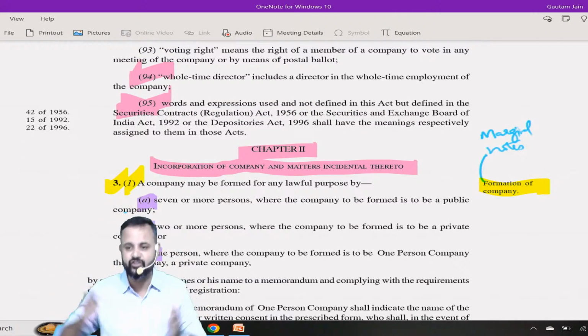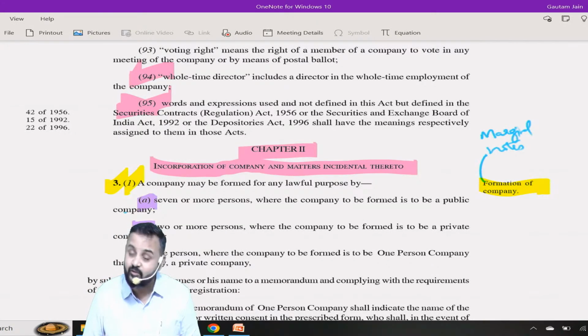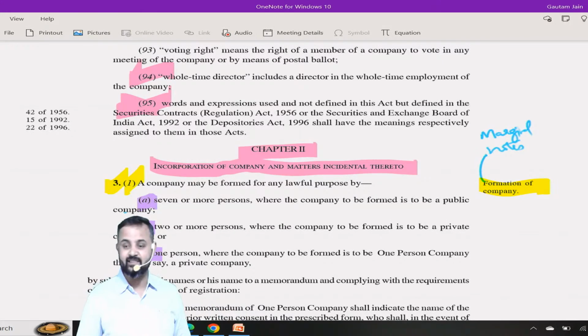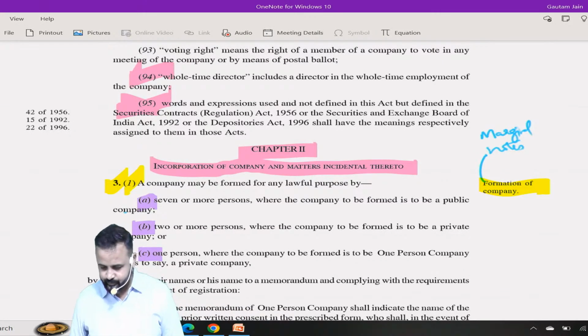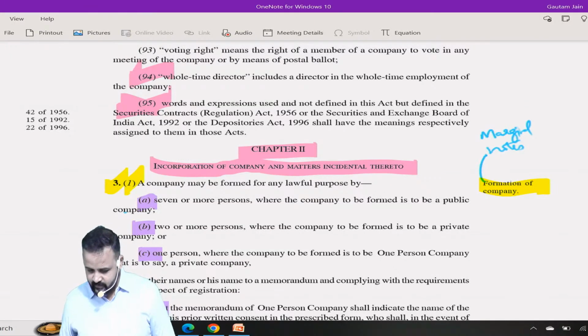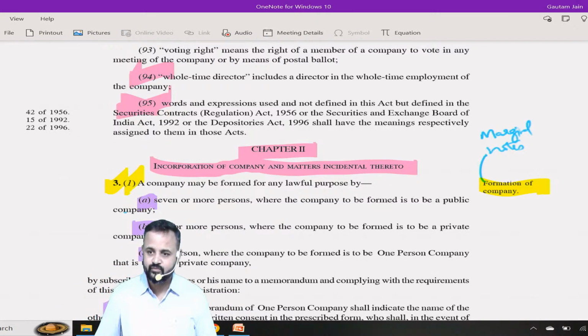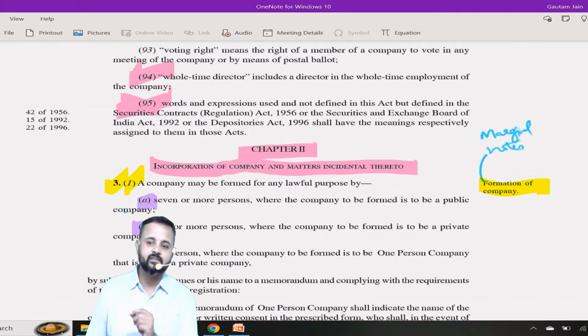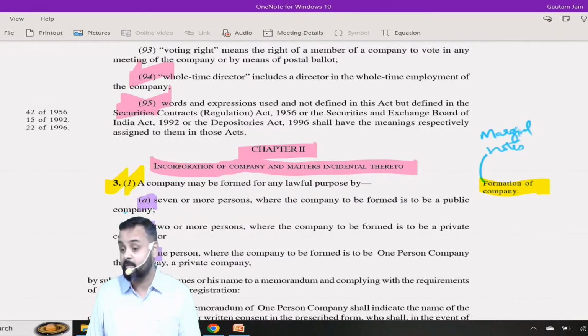We have got definitions. Section 2 comprises of what? Definitions. Then, if you just observe, what is there next? Chapter number 2. In chapter number 2, what is the heading of chapter 2? Incorporation of company and matters incidental thereto. That's what we said while discussing the list of chapters. That is the heading of the chapter.